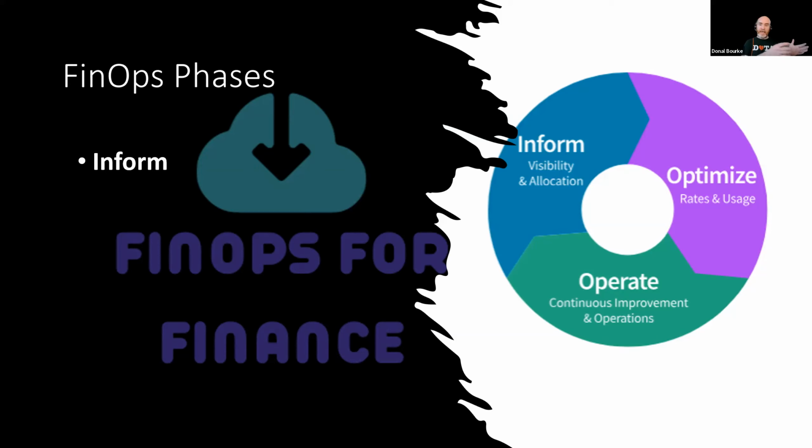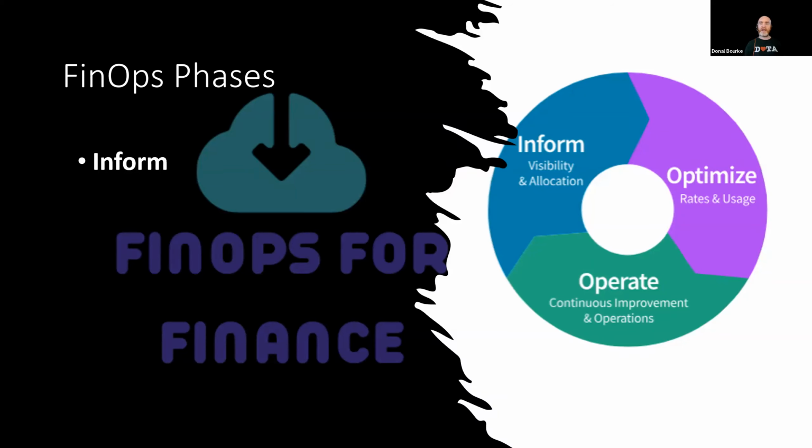So for allocation, you'll hear phrases like chargeback and showback. Showback is where you show people their split of the cloud, and chargeback is where the accountants actually make a journal entry to push that portion of the cost to that business.